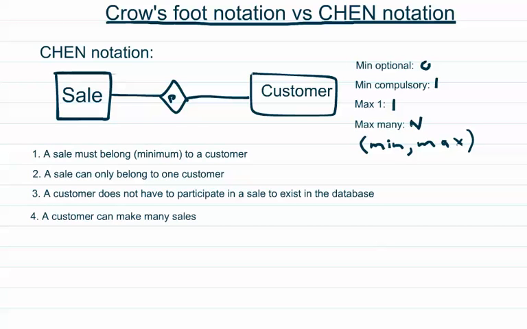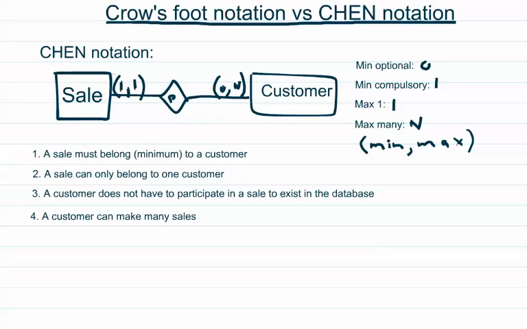So in doing the cardinalities, if we start with number 1 again, a sale must belong to a customer. This is a compulsory, so sale must belong. Number 2, a sale can only belong to one customer, so that is the maximum cardinality, and it's a maximum of 1. A customer does not have to participate in a sale to exist in the database. So for the customer, it is optional to participate in a sale. A customer can make many sales. So for the customer, it is a many participation, the N, which shows the many.